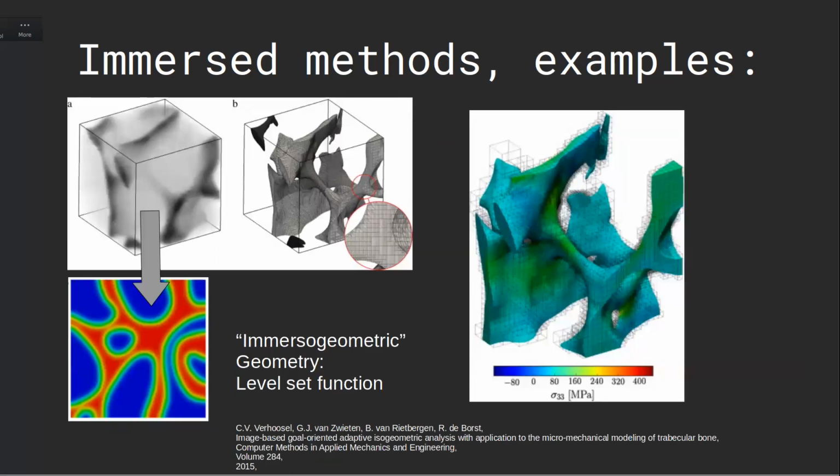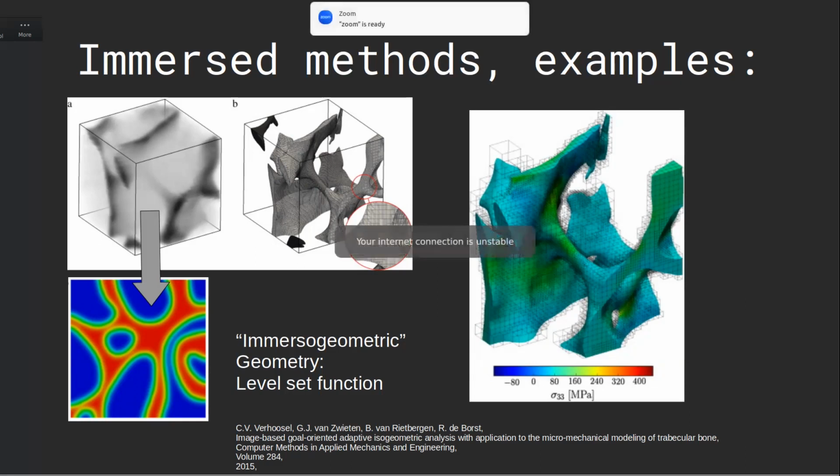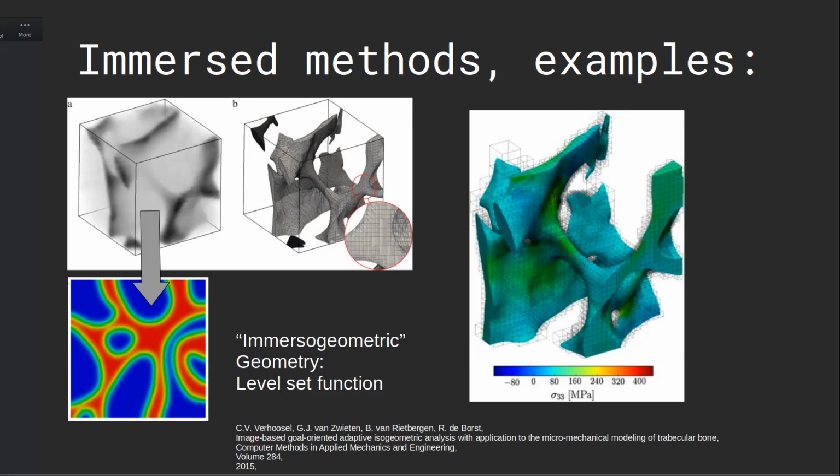Here's another example from one of my current or temporary supervisors, Clement Börjesson. In this research project, they wanted to investigate the trabecular bone structures. Here they had scan data, which they couldn't use directly, so they needed to transform it into some new geometrical description. So they represented it as a level set function. And then with the level set function, they could perform these immersed methods here. So you kind of see the background grid here and the results projected onto a surface mesh.